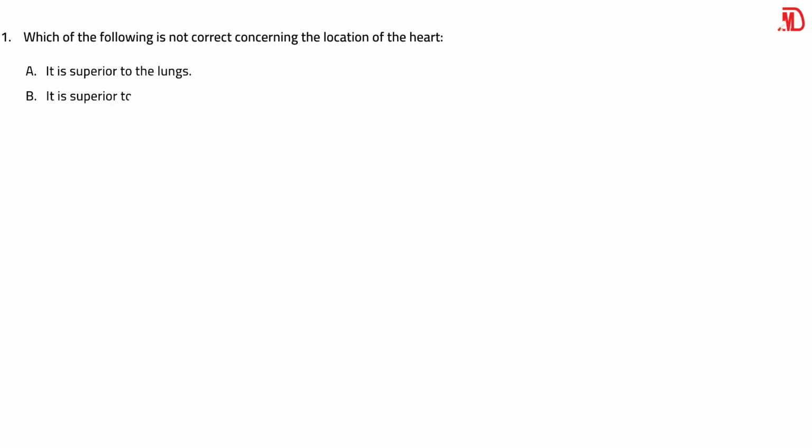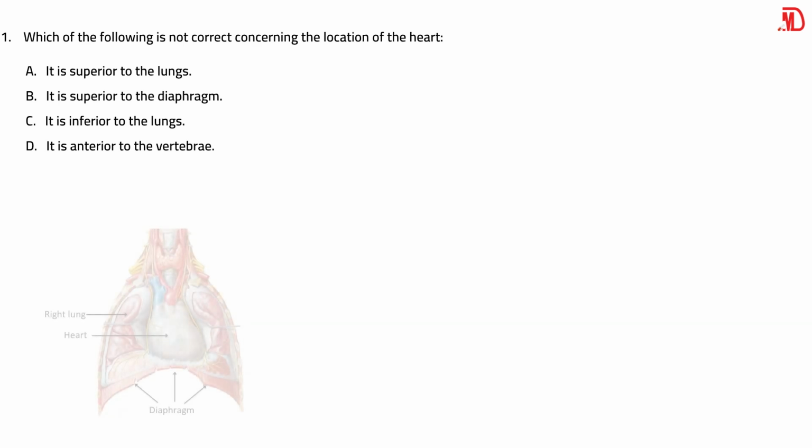Question 1. Which of the following is not correct concerning the location of the heart? A. It is superior to the lungs. B. It is superior to the diaphragm. C. It is inferior to the lungs. And D. It is anterior to the vertebra.